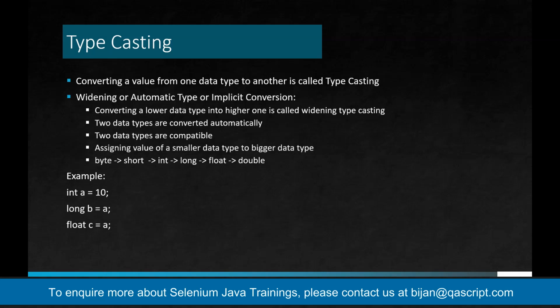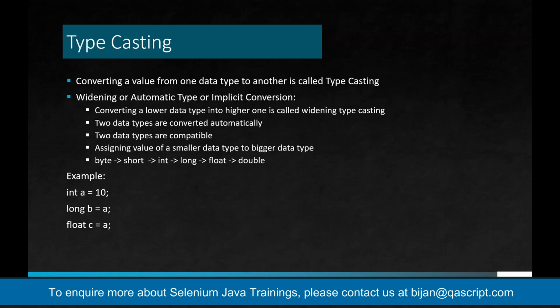There are two types basically. If you want to remember, they have different names, but you can remember it as implicit, and the other one is explicit, right? So implicit is more automatic. It is automatically done by the compiler. You don't need to do anything else. You just need to assign the values, and the Java compiler will convert a lower data type into a higher one, right? This is also known as widening typecasting. It is also known as automatic typecasting.